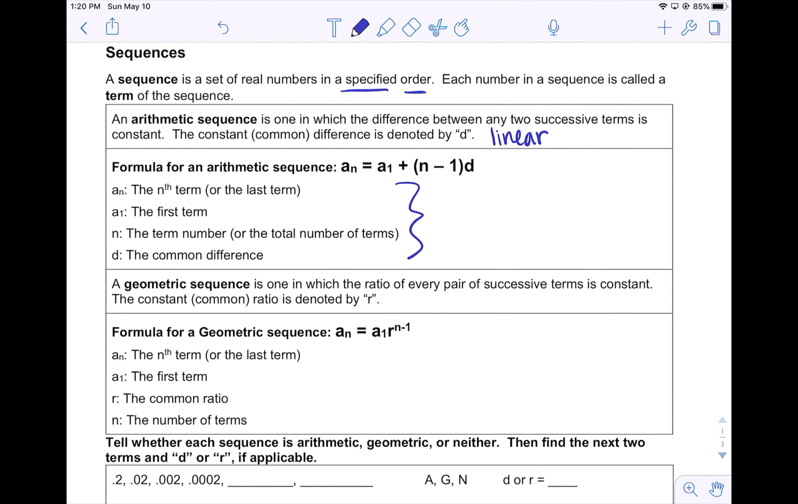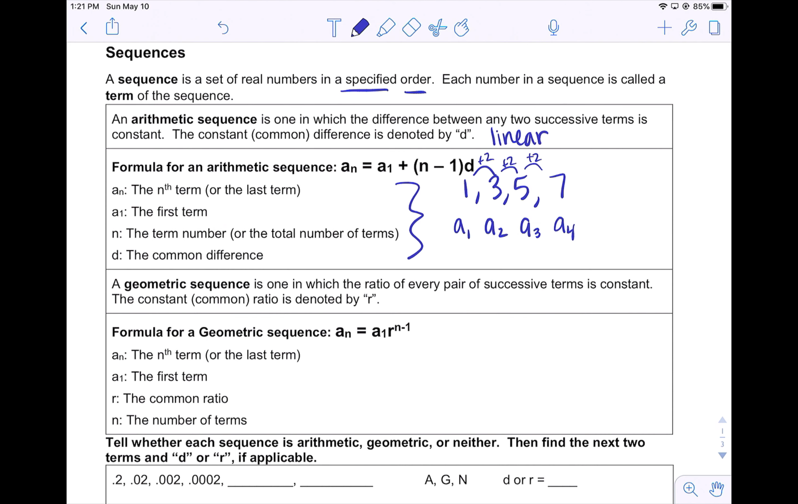So a_n is the nth term. n is kind of like the letter x. We just use n for sequences. But it can also mean the last term if the sequence does end. a_1 is the first term. n is the term number. So in the example 1, 3, 5, 7, this is the first term, second term, third term, and fourth term. The common difference is the change that is being made from term to term. So here we are adding 2, adding 2, adding 2. So my common difference would be 2.